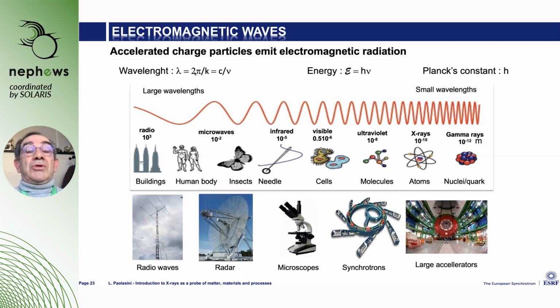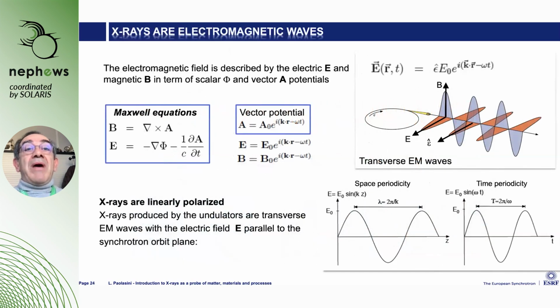The wavelength is proportional to the inverse of the wave vector, which describes the modulus of the wave vector. The wave vector describes the direction of propagation of the light. The energy is defined as the product of the Planck constant times the frequency. And electromagnetic waves in general are described by the Maxwell equations, and traveling electromagnetic waves are transverse propagating waves in which the electric field and magnetic field are orthogonal to each other.